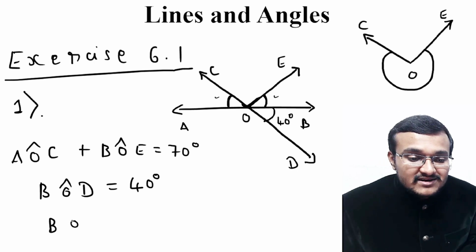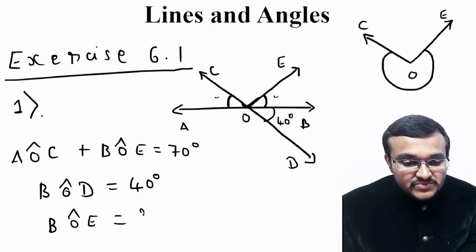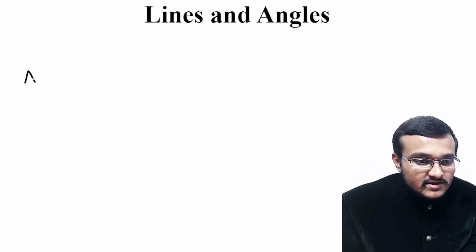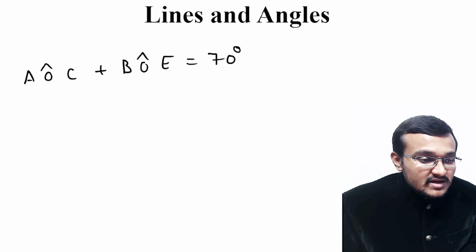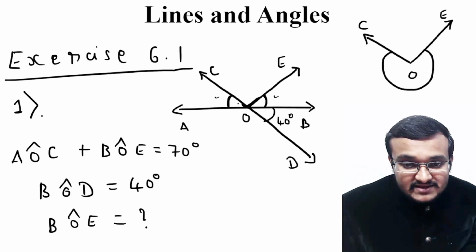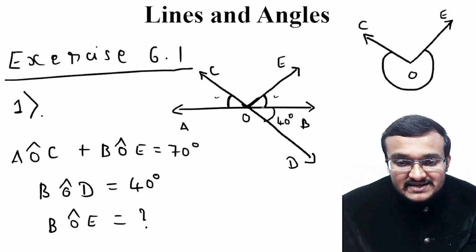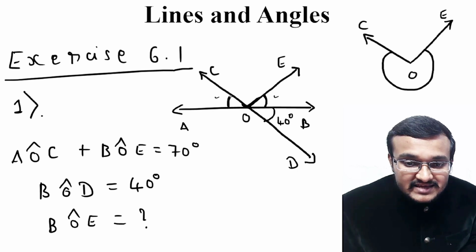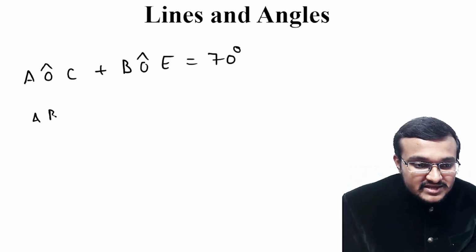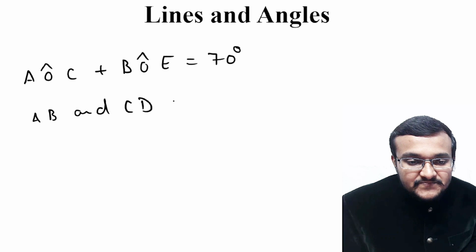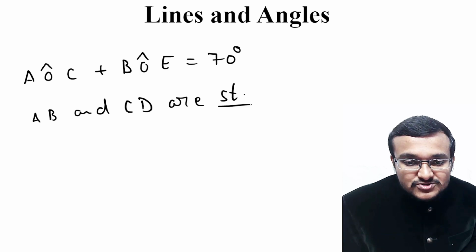So first you have to calculate what is the value of BOE. So this we don't know. Here what we have is AOC plus BOE is equal to 70 degree. Here you can see this particular AB is also straight line and CD is also straight line. Then AOC and BOD acts as vertically opposite angles. So here AB and CD are straight lines.